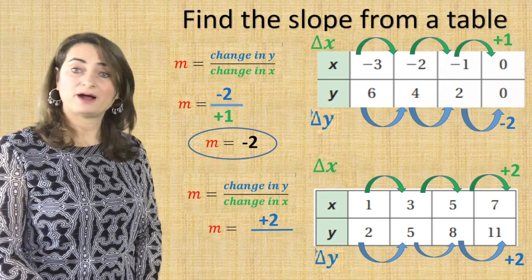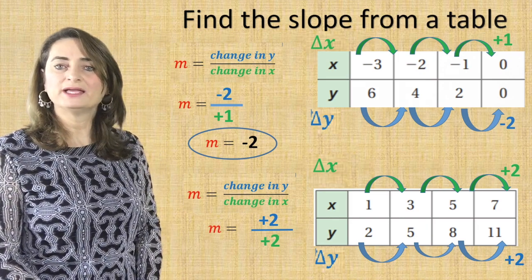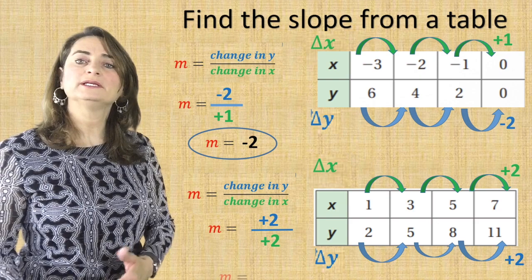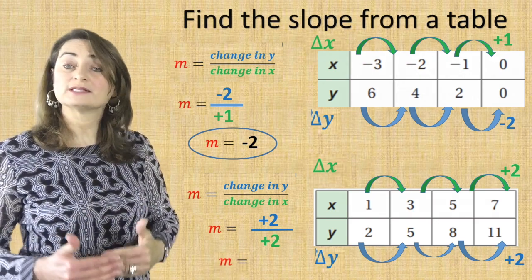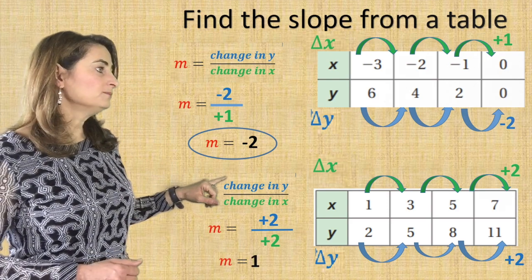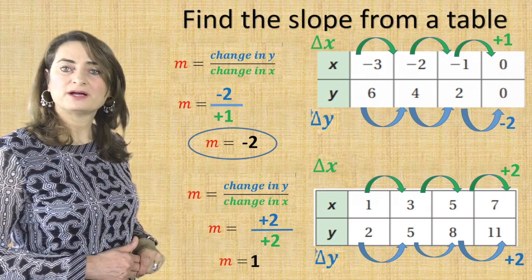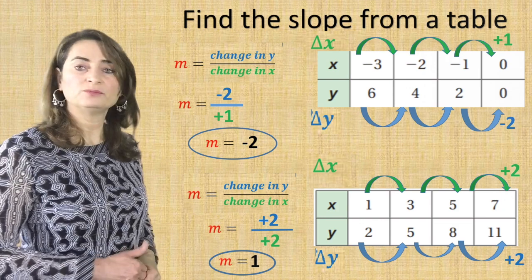It increased by 2. So every time x increased by 2, y will increase by 3. That's a constant rate of change, or constant change. Simplify that. The slope equals 3 over 2.